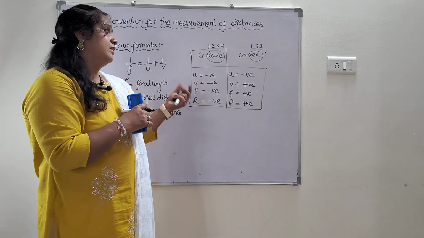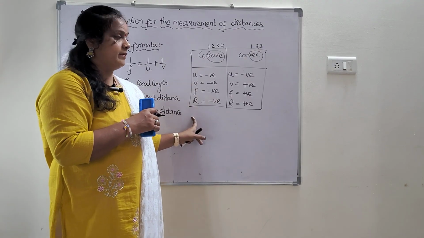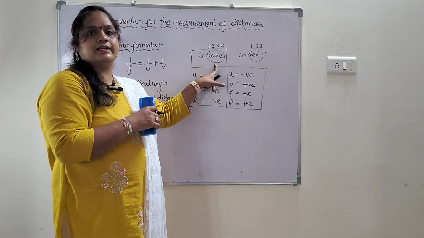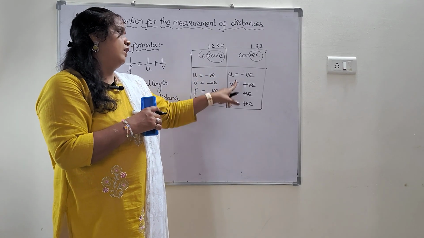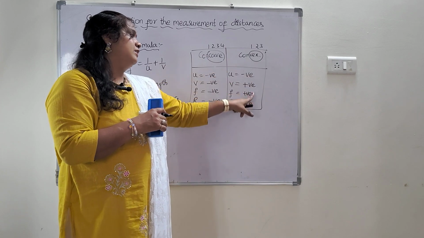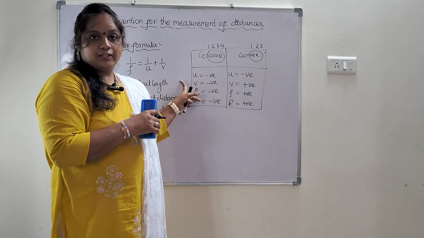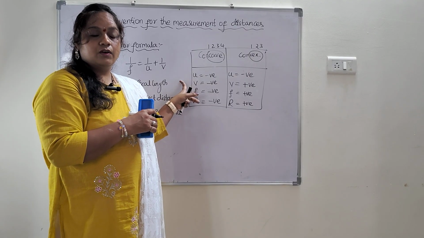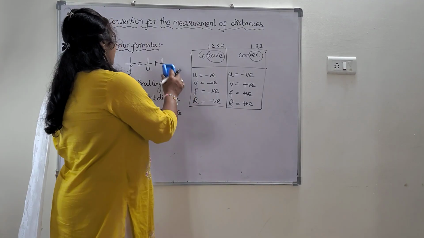Whenever you are solving the numericals, you simply draw this table. Concave, 4 letters, all four will be negative. Convex, 3 letters, all 3 will be positive except U. So this is tip number 1. Understood? Is it simple or not? Simple, right? Okay.